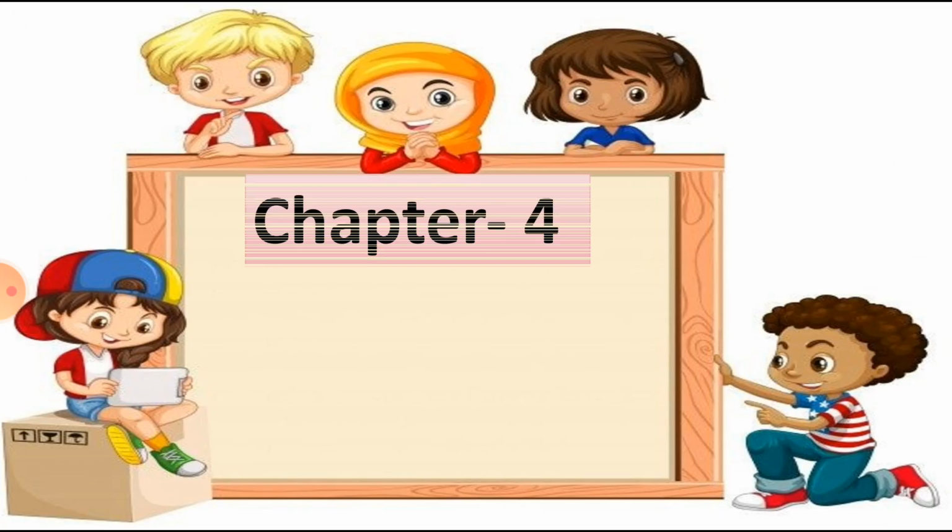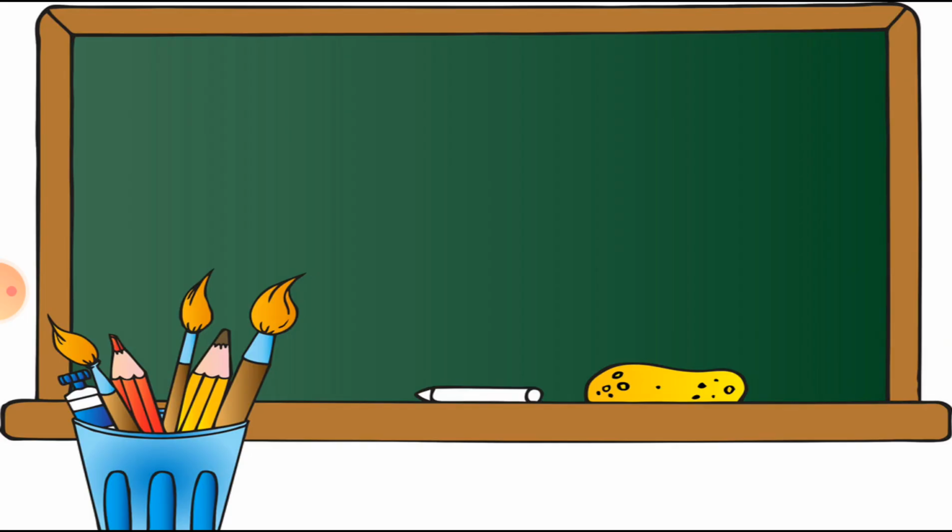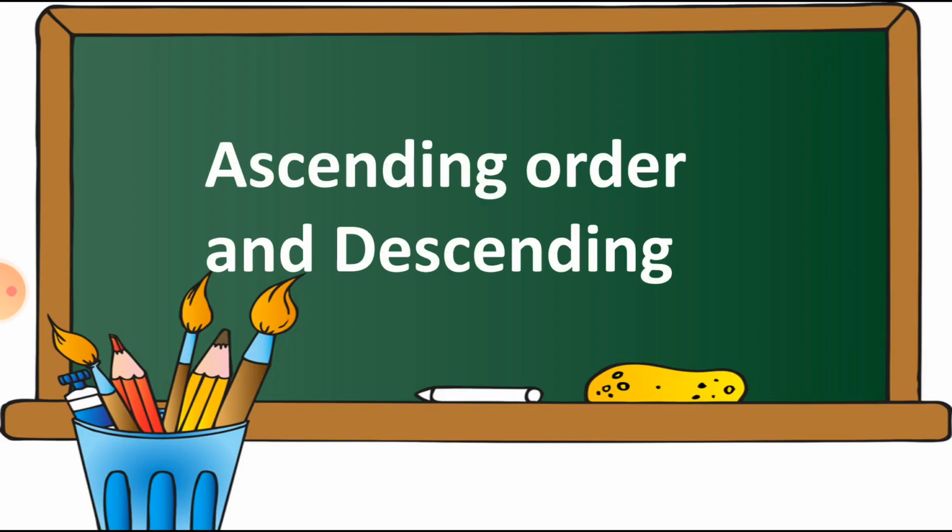Here is chapter number 4, and the name of this chapter is Numbers up to 1000. So students, before we start our lecture, let's see a short recap of chapter number 4. You will revise this, and if any doubt is there, it will be solved. So here is ascending order and descending order. We will see the short recap of this, and if there is any doubt regarding this topic, it will be cleared today.